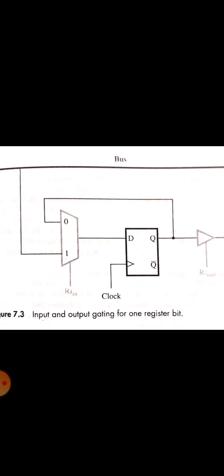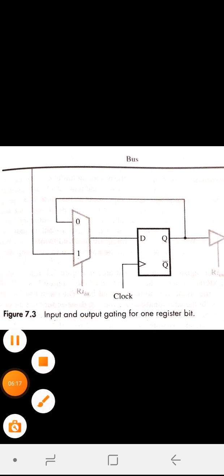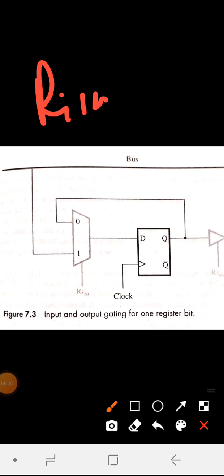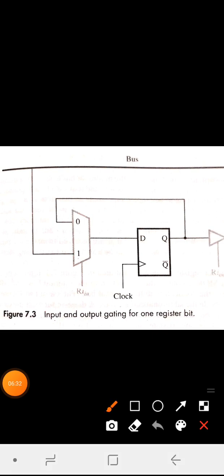the 1 bit of register Ri. So you can see here we have used a flip-flop and we have used a mux, right? We have used a mux and a flip-flop too, and Ri in and Ri out are also used. So here when this control line Ri in is equal to 1, then the multiplexer will select the data on the bus.